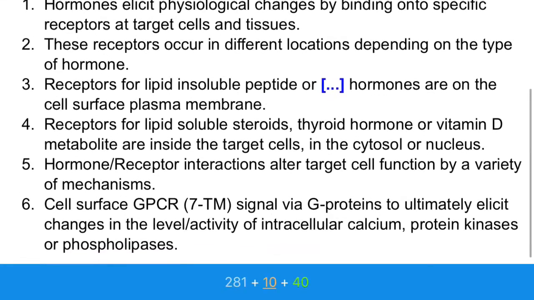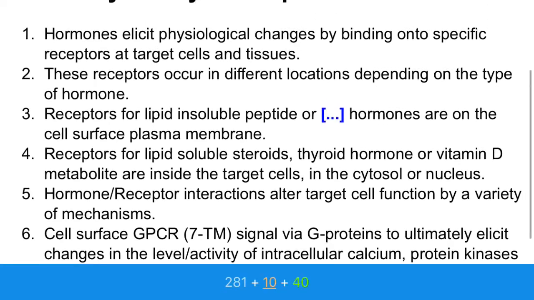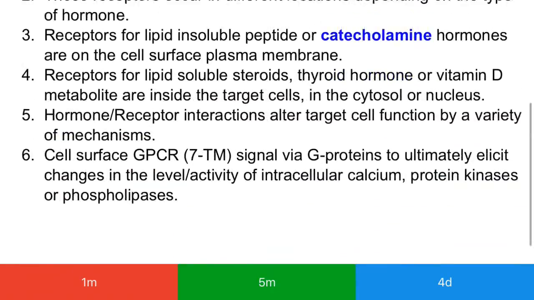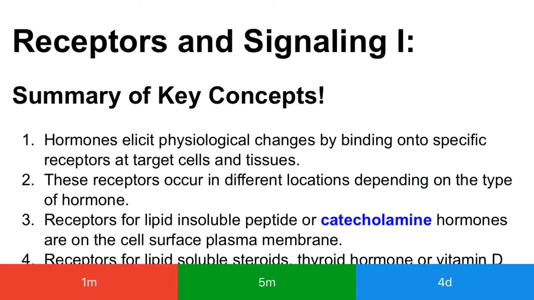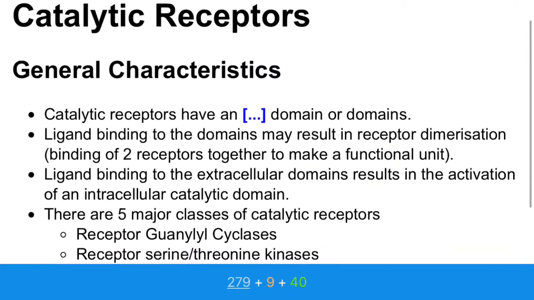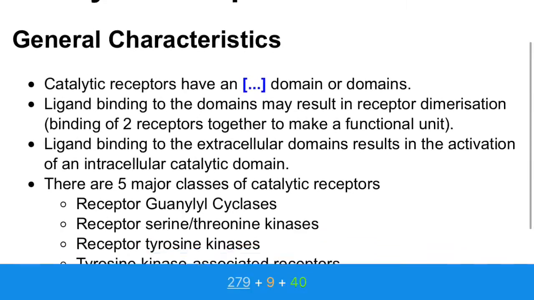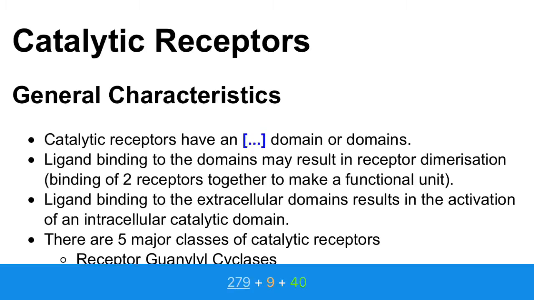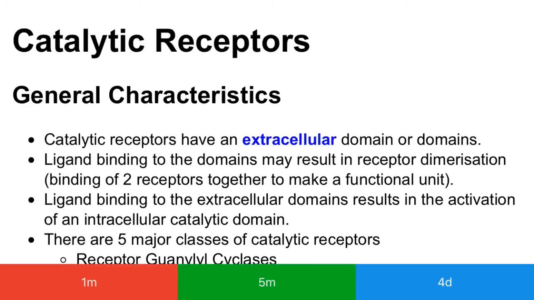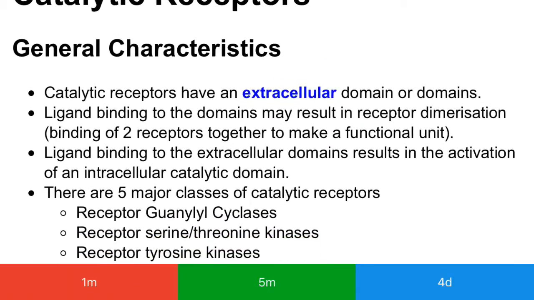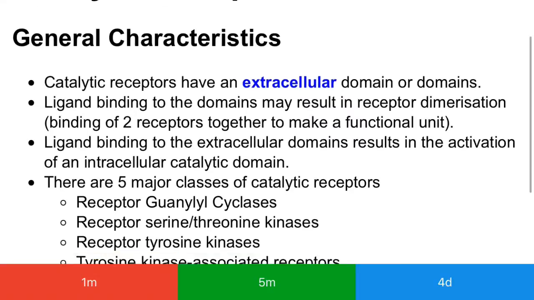Receptors for insoluble. Okay, yes. So catecholamine hormones, cell surface plasma membrane. Yes. So GPCRs as well as ionotropic, ligand-gated ion channels. Yes. So catalytic receptors have a transmembrane domain. I'm not sure. Extracellular domain or domains. Catalytic, okay. Interesting. So they're like catalyzing reactions outside of the cell?